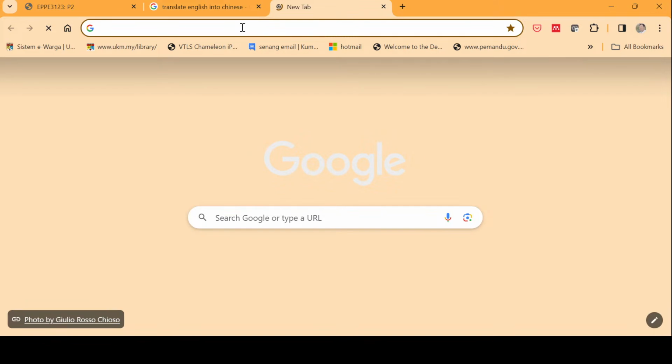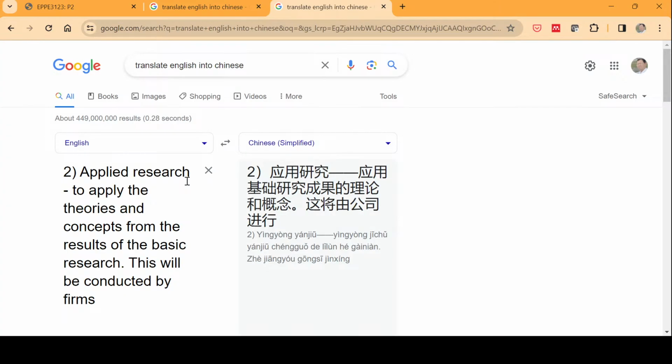That's applied research, to apply the theories and concepts from the results of the basic research. This will be conducted by firms.